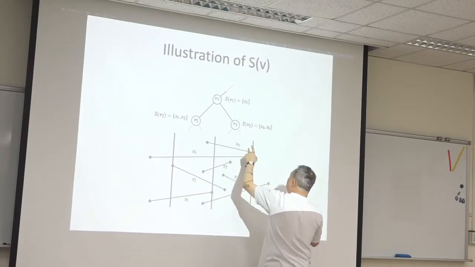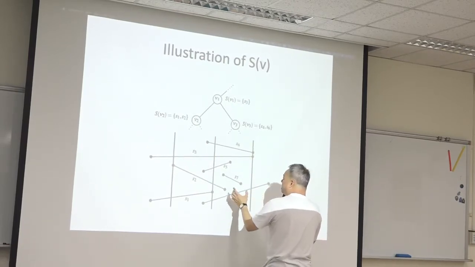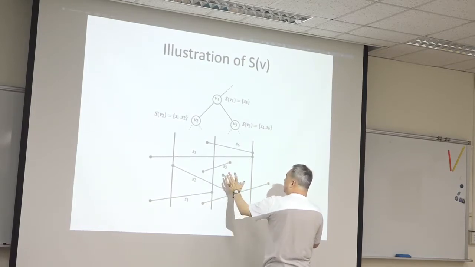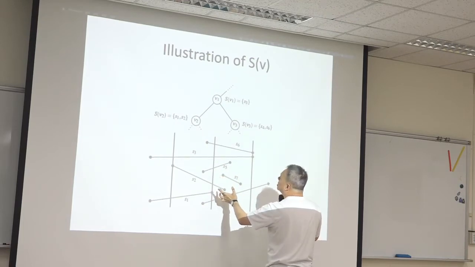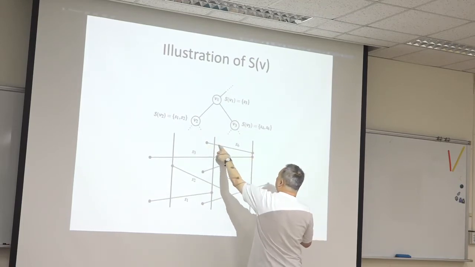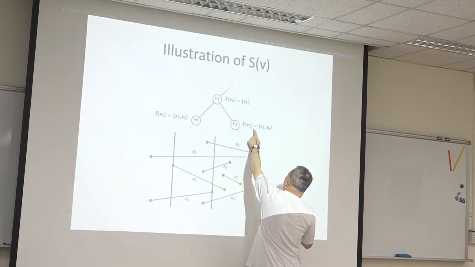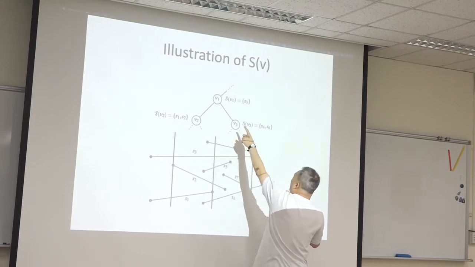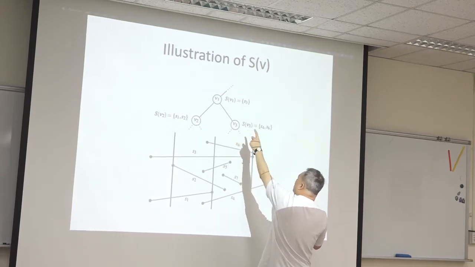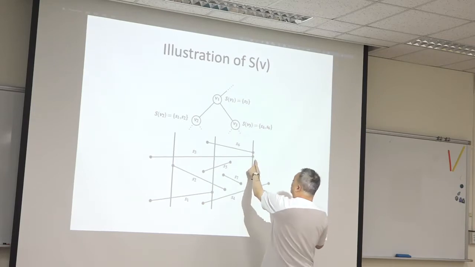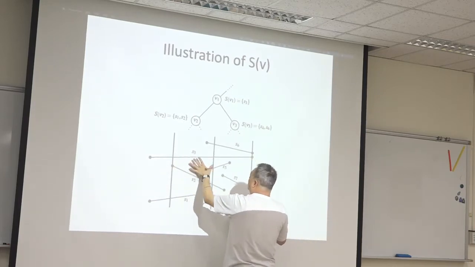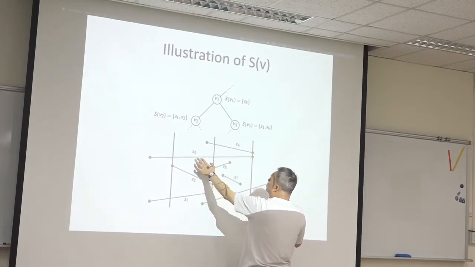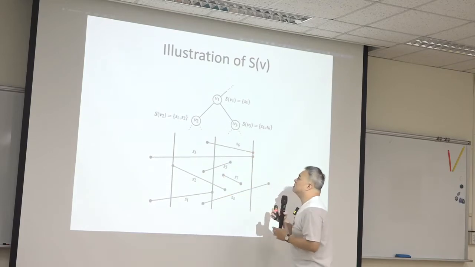For V3, we store S4 and S6, because S4 goes across this region. S6, where is S6? Here. It goes across this region. So you can see S4 and S6 are stored here. But at the parent node V1 is stored S3, because S3 goes across both of these regions. So S3 is stored at the parent node V1.